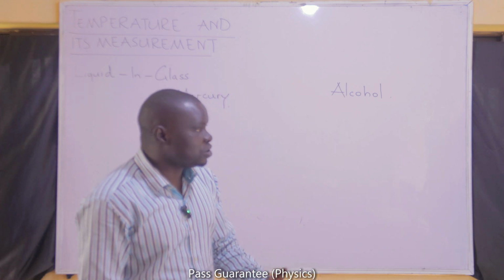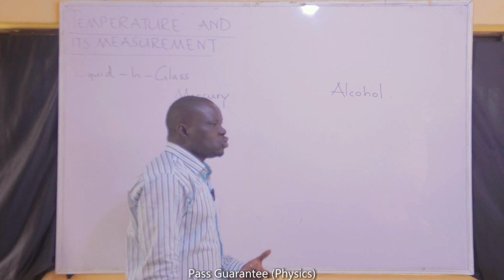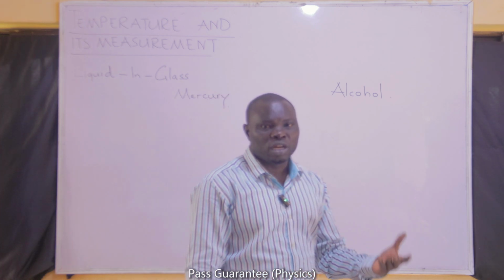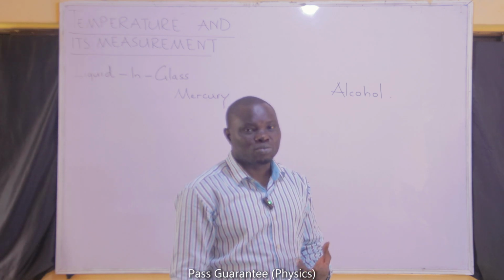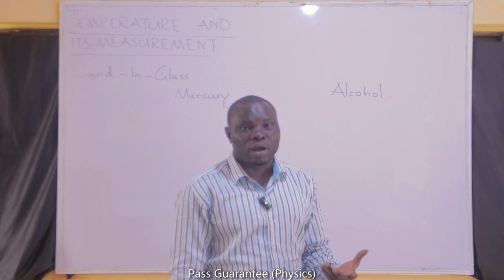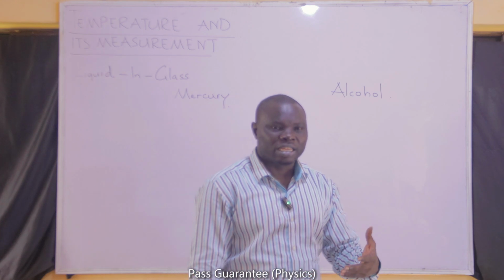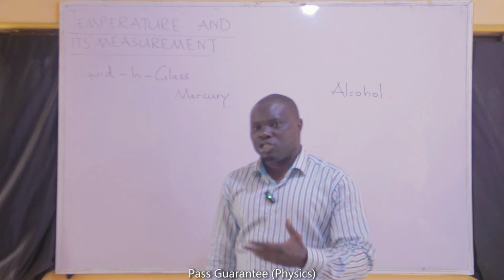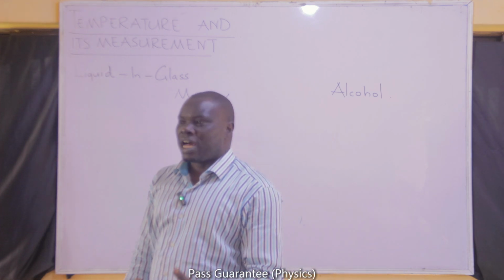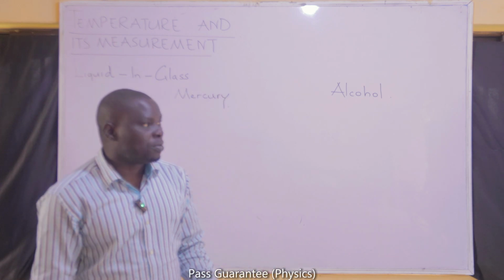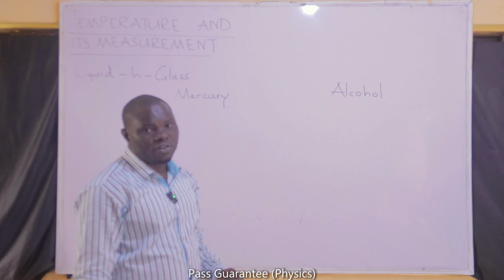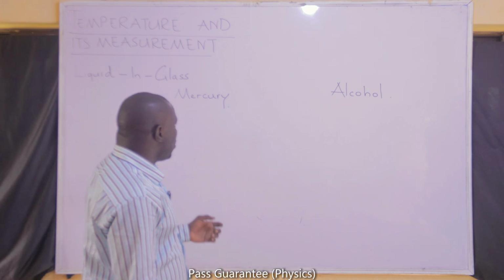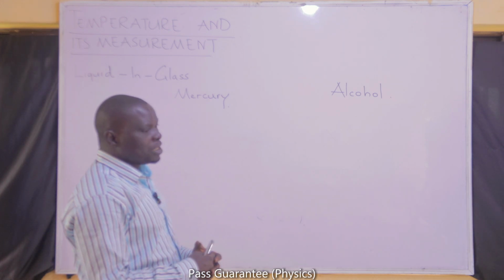You cannot even use an alcohol in glass thermometer to measure the temperature of boiling water, because at 100, where water is expected to boil, alcohol will have vaporized, because generally liquids vaporize beyond their boiling point. So at 100 degrees Celsius, alcohol will have vaporized. So a boiling point is a clear disadvantage for alcohol. But melting point is not so.